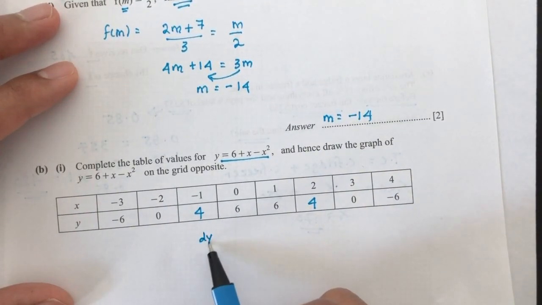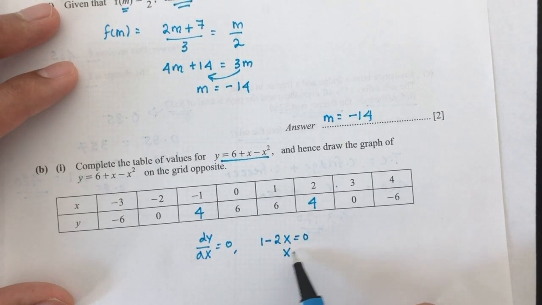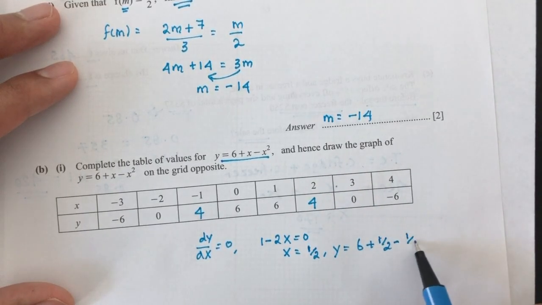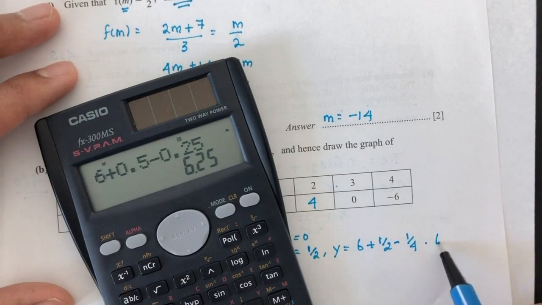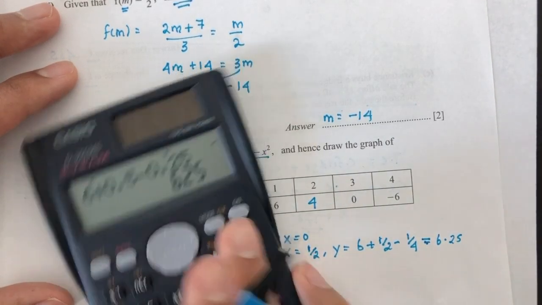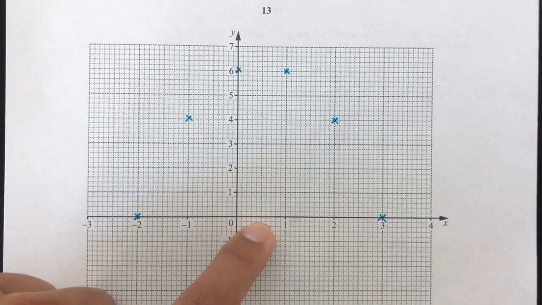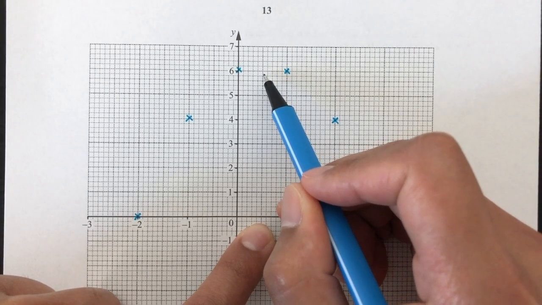We know that at the maximum point dy/dx equals 0. So what is dy/dx? It is 1 - 2x = 0. So x equals half. What is the value of y at half? That will be 6 + 1/2 - 1/4. So 6 + 0.5 - 0.25. That will be 6.25, your maximum point at x equals half. So just know that we have another point. You can add this if you want to. It should be 6.25, right here.